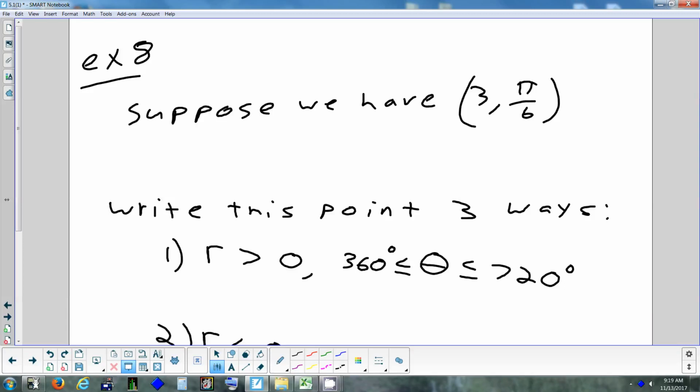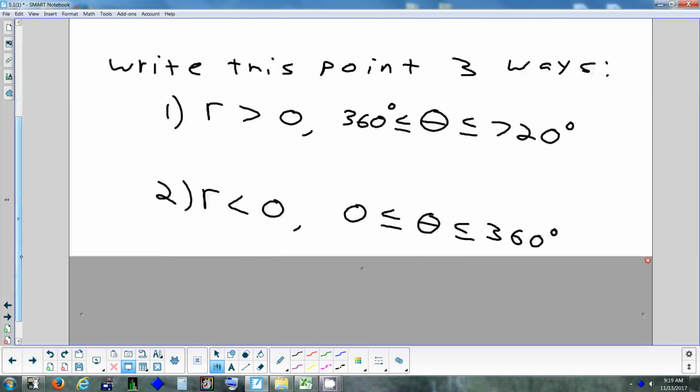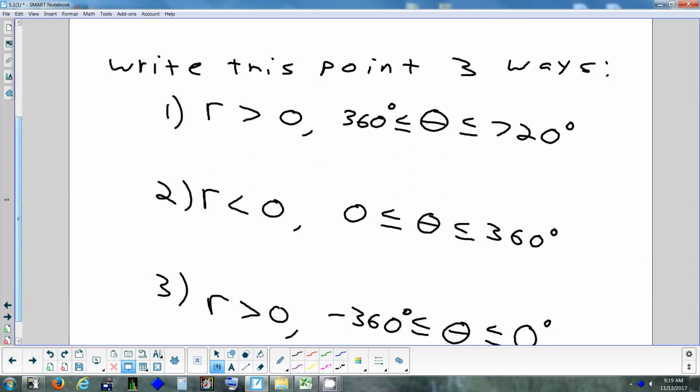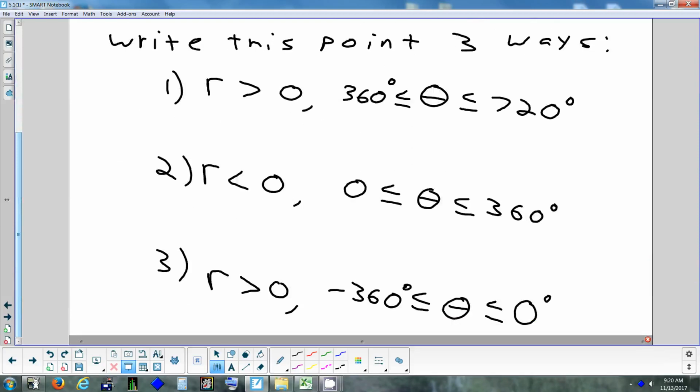Okay, the second way I want you to write it is with a negative radius, and I'd like the angle between 0 and 360. So we're not making any extra revolutions, but we are going to start with a negative radius. Okay, and then the third way, we're going to go back to a positive radius, but I want the direction to be switched to clockwise. Okay, so the angle is going to be between negative 360 and 0.